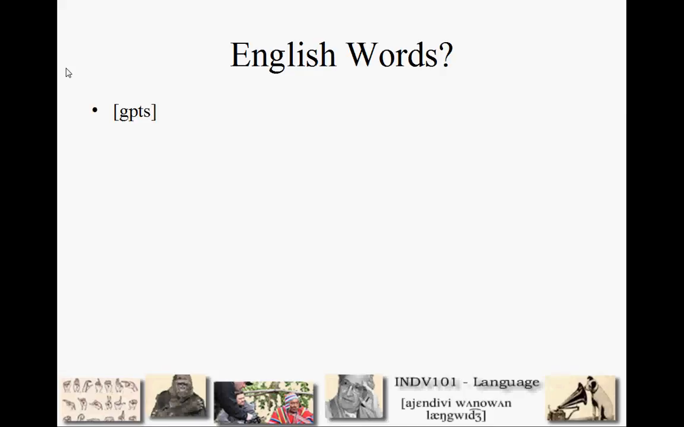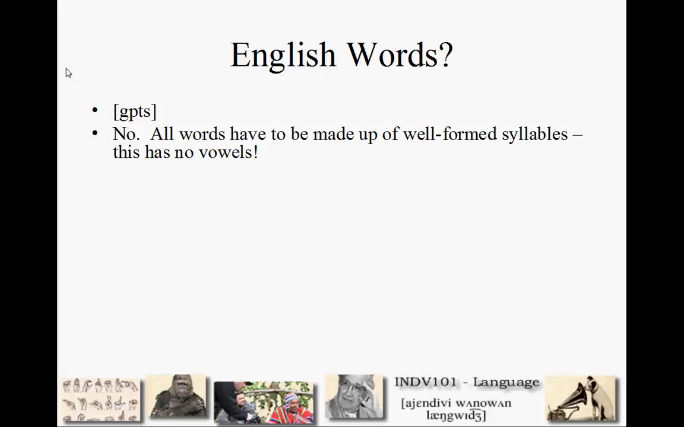In English, we look at this word GPTS, and we know that this is not a word. Besides just the definitional or functional aspects of words, this shows us that there are also some sound things required. There's some phonological requirements. So yes, this is not a word because words have to be made up of well-formed syllables, and this has no vowels, so the sounds of this are not quite right. Phonology refers to the sounds of the language, the study of the sounds of the language.